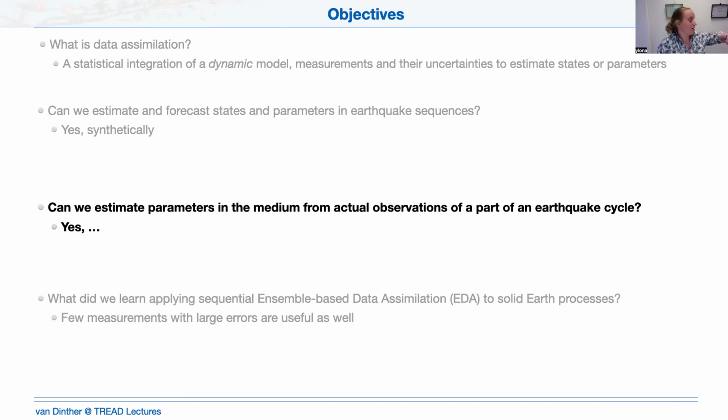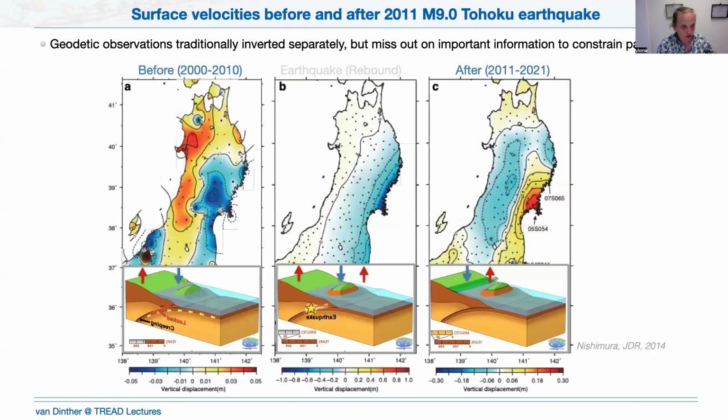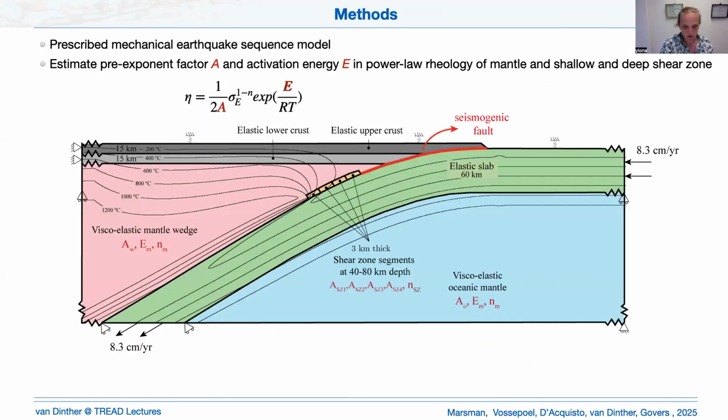So this is the part that I'm gonna skip now in the interest of time. So essentially, we just use observations before the Tohoku earthquake and after the Tohoku earthquake. So both integrated in a single framework to see if we can match both types of surface velocities at the same time. So this is the work that Celine Maasman did.